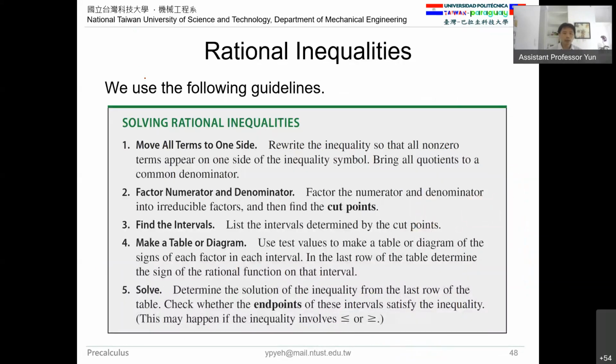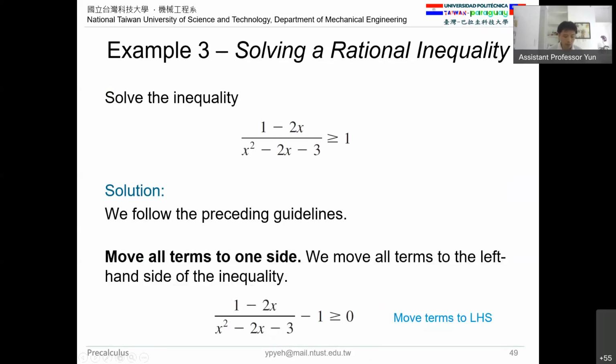Here are also some steps to find the rational inequality, like moving all the terms to one side, factoring out the numerator and the denominators, and finding some cut points. Okay, and then find the intervals, make the tables or the diagrams, and also solve this function. It's quite similar to solving function equalities. So here we're also doing some inequalities of the rational functions.